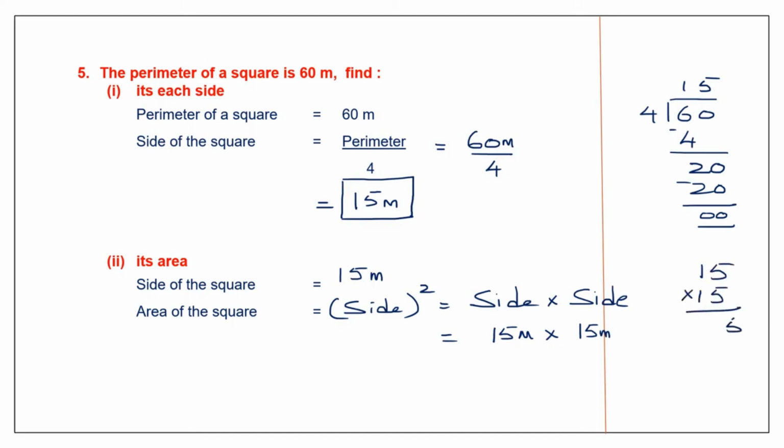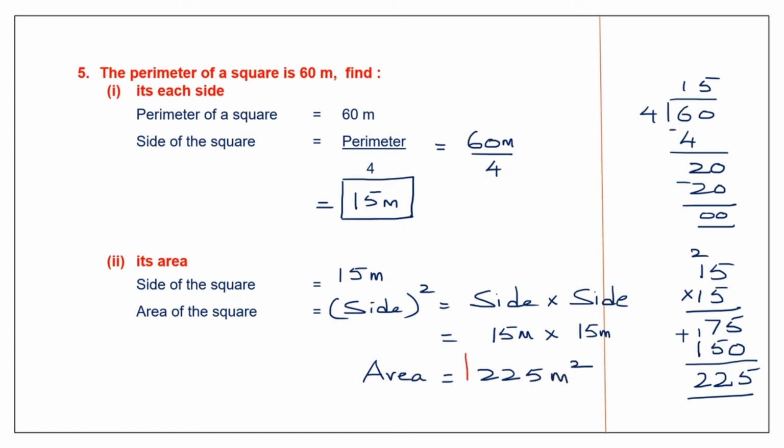5 5s are 25, carry 2. 5 1s are 5, 6, 7, 0. 1 5s are 5, 1 1s are 1. So let's add this up. 5, 7 plus 5 is 12, carry 1. 1 plus 1 is 2. So here we have area as 225 meter square. So the final answer here is area of the square is 225 meter square.